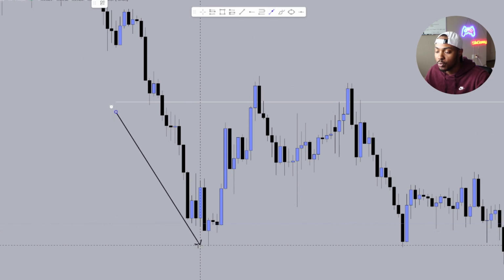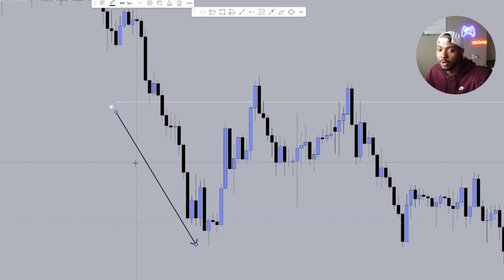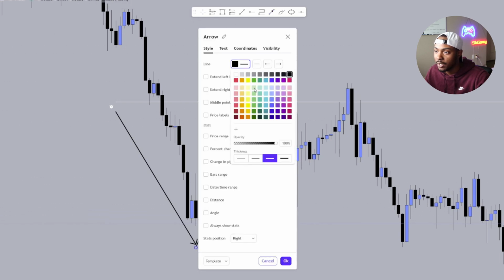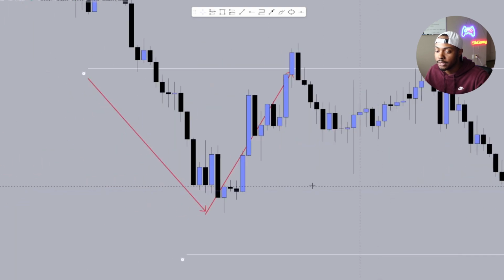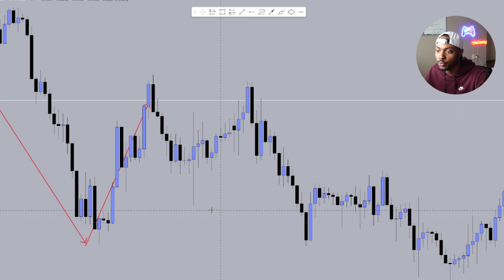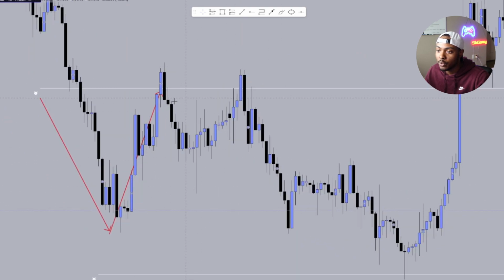Price broke through, okay? Came from up here, broke through, came back up to this area right here. You know what? I said for the next video I wanted my arrows to be red because I feel like they're a little easier to see. So price came down, broke below this level, came back up to resistance to retest. And not only did it do it once, it did it twice.